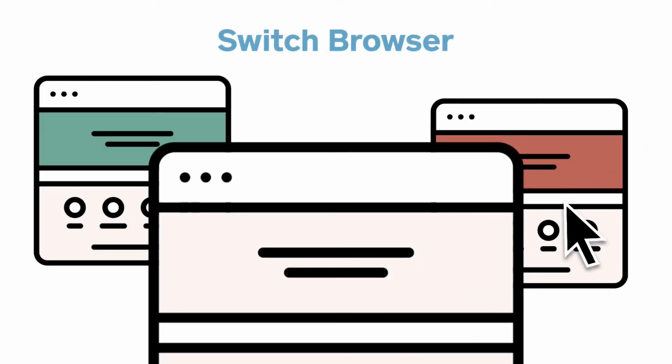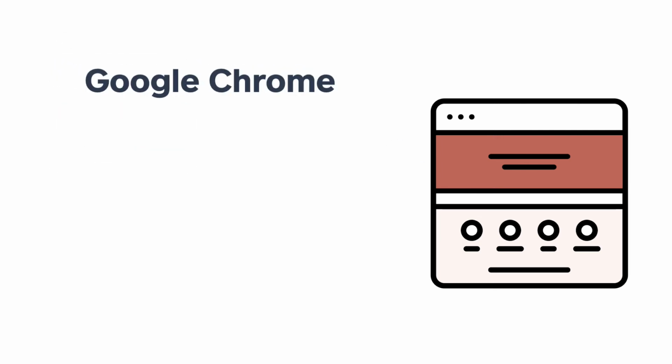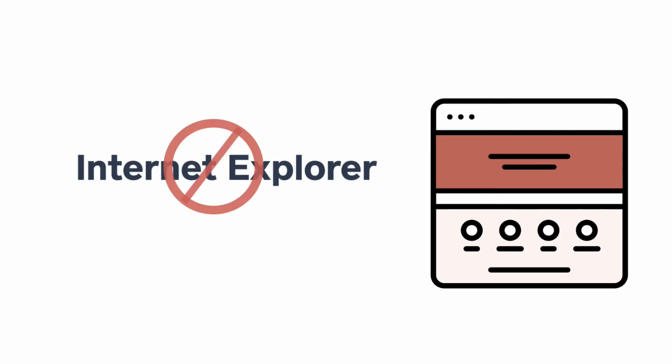Switch to a different browser. While the Square dashboard works with a variety of browsers, sellers have the greatest success with Google Chrome, Safari, and Firefox. Keep in mind, Internet Explorer is not supported at this time. Once you're done, close your browser, start a new session, and head to your online Square dashboard.